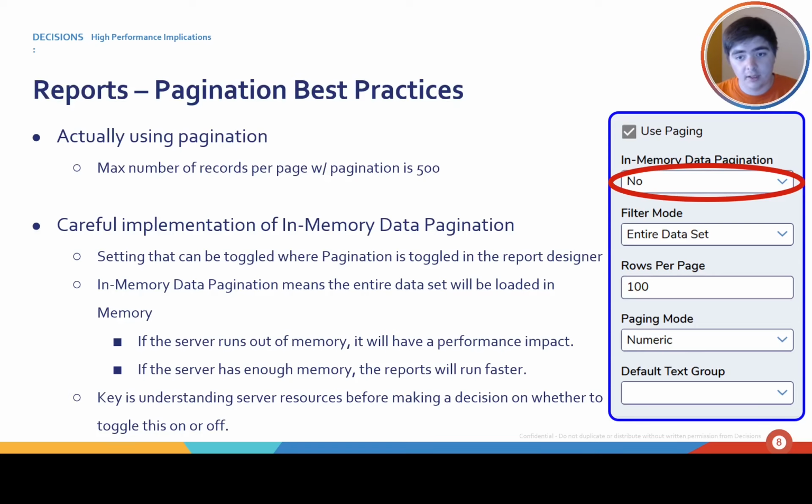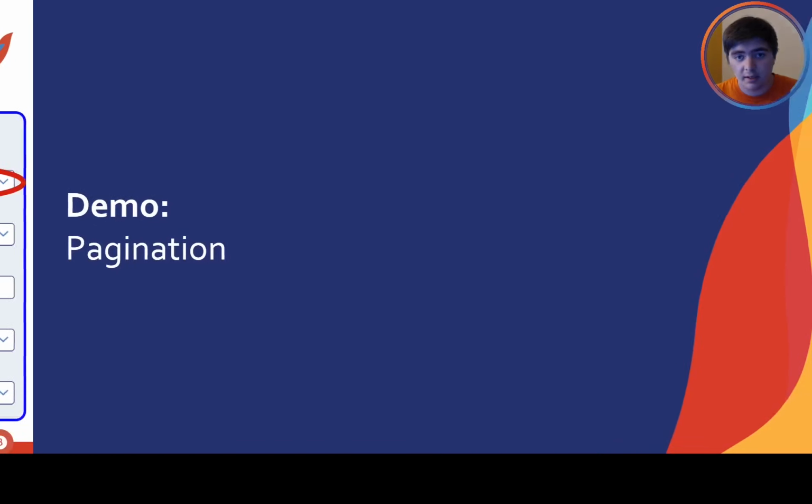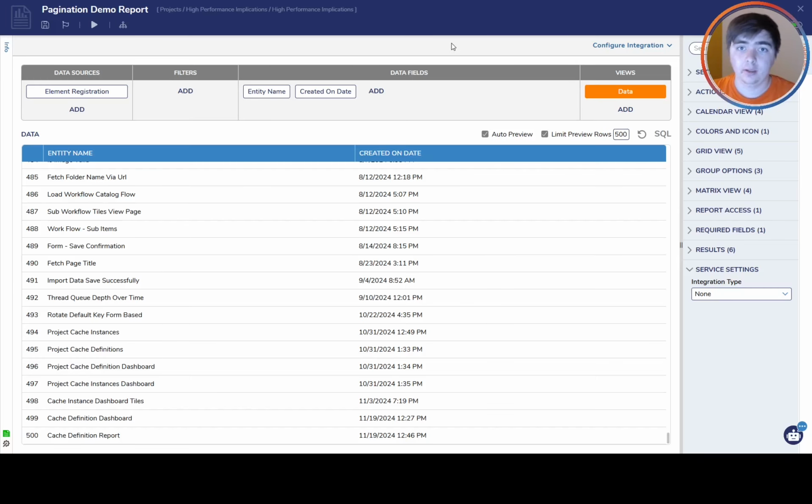So now that's covered, let me give you a little demo on how this works in the environment, shall we? All right, here I am inside of my Decisions environment, specifically the report designer. Here I have the element registration data source, which is the Decisions default data source. It typically has over 3,000 records on a clean install. Therefore, for our purposes, you can expect a lot of records here that will allow us to test this pagination out. Now right here, I'm in the report properties.